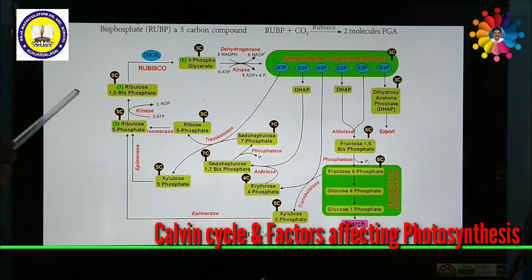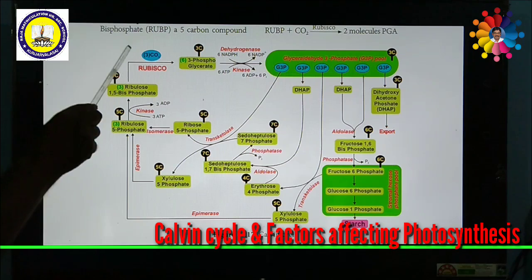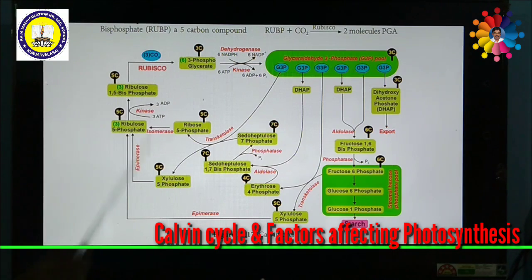RuBP, ribulose 1,5-bisphosphate, is the carbon acceptor that fixes the carbon dioxide to form the stable product, a 3-carbon compound of phosphoglyceric acid. That is why this is called the C3 cycle. As this was discovered by Melvin Calvin in the year 1957, he was awarded the Nobel Prize in the year 1961. Now we shall explain the details of how the Calvin cycle or dark reaction takes place.